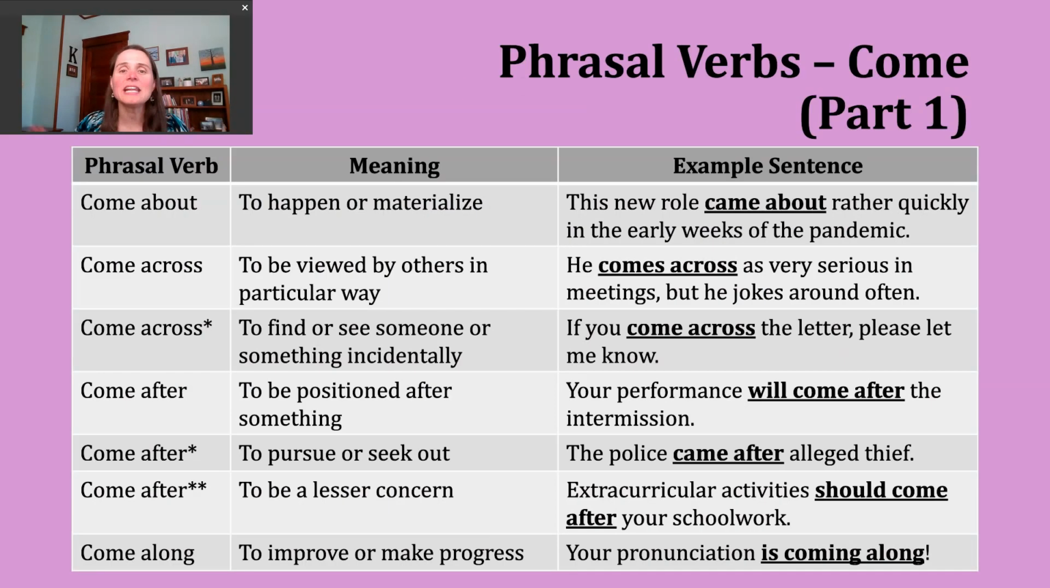Now we are ready to move on to some phrasal verbs. I'm going to be discussing a lot of phrasal verbs over the next few videos. We're going to start with come about. This phrasal verb ties back to something we just talked about. We use it to mean something is happening, something is going to materialize. An example of this: This new rule came about rather quickly in the early weeks of the pandemic.